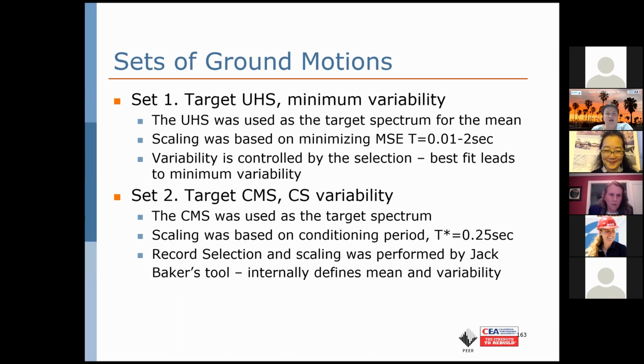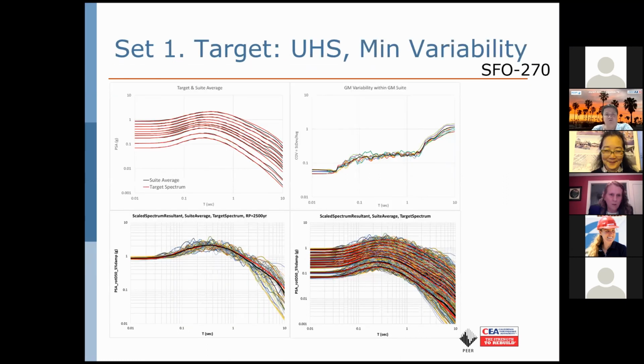And so I'm going to show you plots for these two. The first one is the ground motion suites for the UHS with the minimum variability. These are for the same site, San Francisco, not the airport, just San Francisco, at a VS30 of 270 meters per second. I'm going to start on the bottom left figure. All these are spectra. In the very bottom left figure, we're looking at an individual return period of 2,500 years, and what I'm plotting is the RotD50 of each ground motion pair. So you'll see 40 colorful lines.